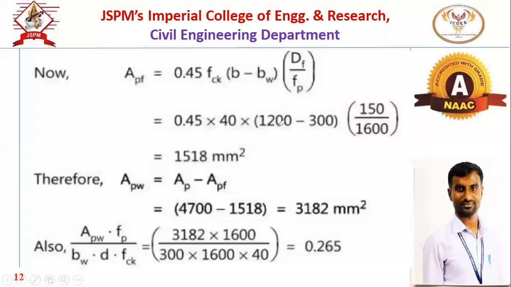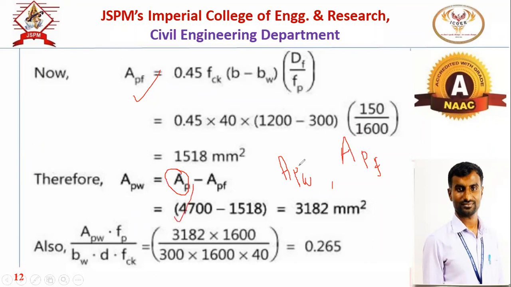Now if we have to find out the area of the web portion, if you see the formula, we require the area of pre-stress in a web as well as the area of pre-stress in a flange. Now using this formula, we have got the area of pre-stress in a flange. We know the total area of pre-stress. So the total area is given. Total area is given as 4700 mm square.